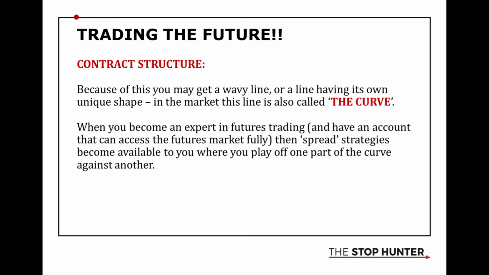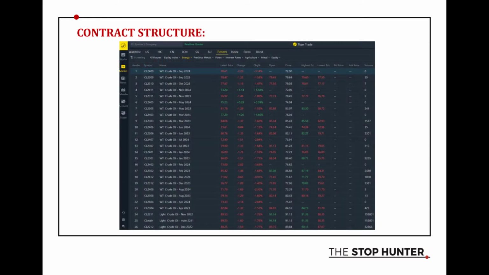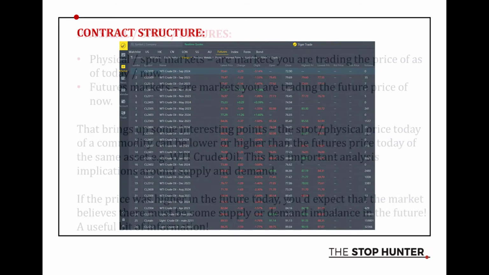And when you become an expert in futures trading and have got an account that will give you access to that full curve, then there's something called spread strategies that are available to you, not available in other markets, where you can play parts of that curve off against one another. So here's an example of WTI, that curve from one of the brokers I use, and we're going to look into them later on. But you can see how many different months are available to trade, but also notice the different prices that each of those contracts has relative to each other.